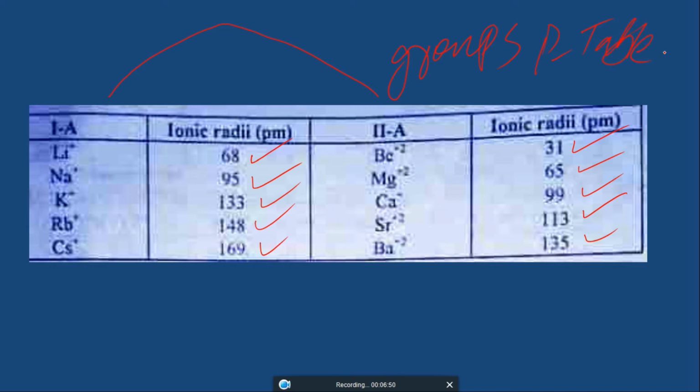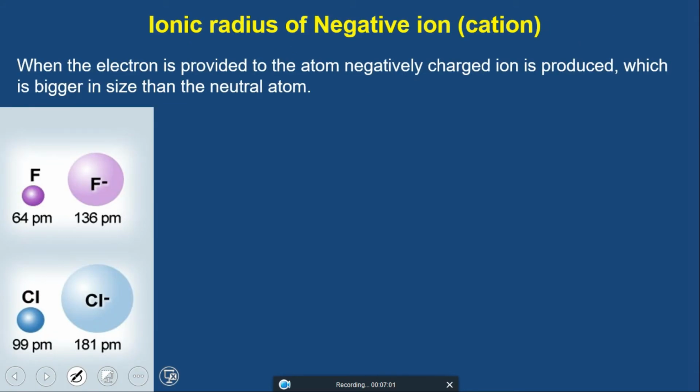Okay, so down the group ionic radius increases. Now, the ionic radius of a negative ion. When an electron is added to a neutral atom, it forms an anion. So addition of one electron causes the formation of an anion. When an electron is provided to an atom, a negatively charged ion is produced, which is bigger than the neutral atom.